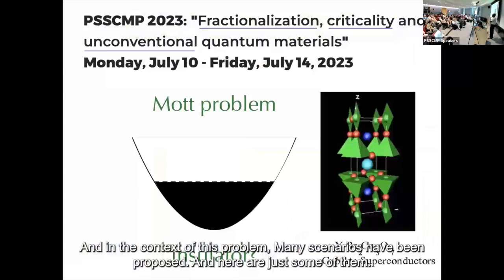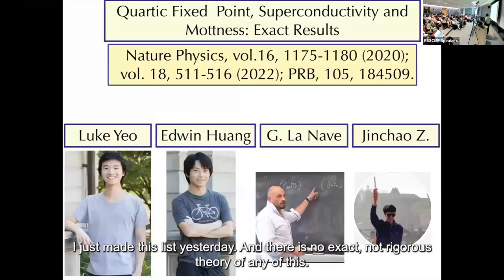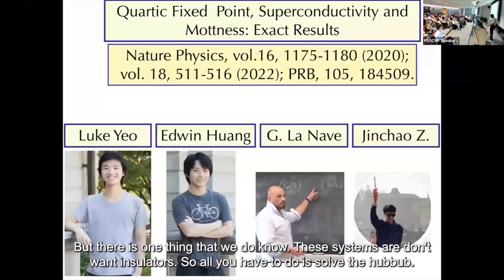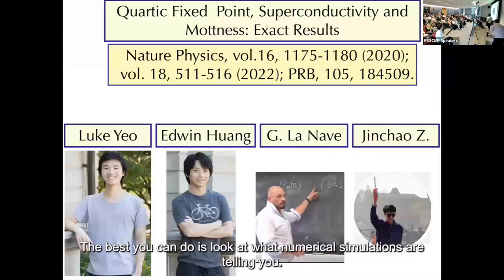And in the context of this problem, many scenarios have been proposed. And here are just some of them. I just made this list yesterday. And there is no rigorous theory of any of this. But there is one thing that we do know. These systems are doped Mott insulators. So all you have to do is solve the Hubbard model. And you have to solve the Hubbard model in 2D. You can't do that. The best you can do is look at what numerical simulations are telling you.